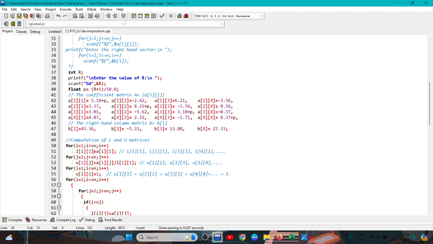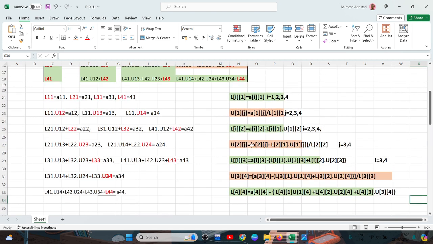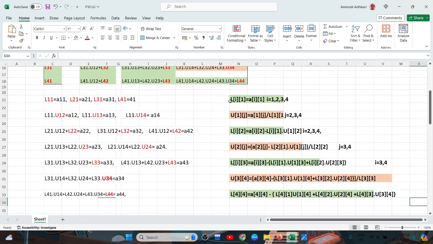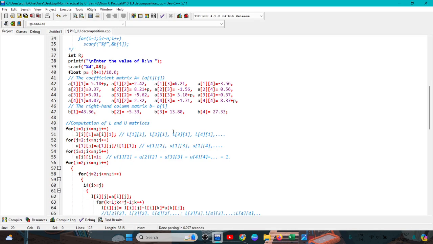That is Li1 equal to Ai1. From this calculation we get L11, L21, L31, L41. Actually, we write this as the first element, Li1 equal to Ai1, for i equal to 1, 2, 3, 4. So we get L11, L21, L31, L41 from this for loop.